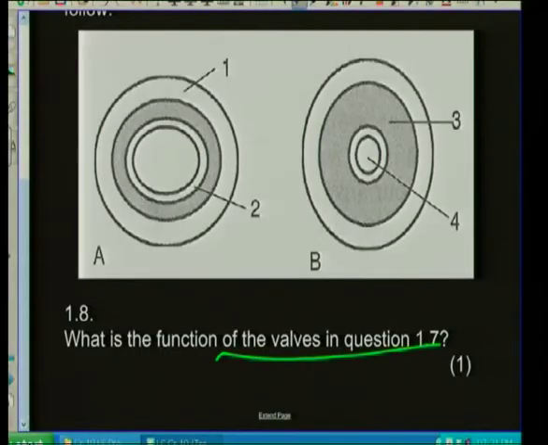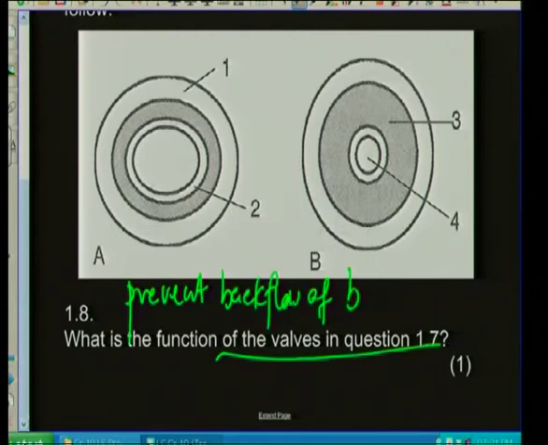Still with that question, what is the function of the valves in question 1.7? Obviously, to prevent backflow of blood.